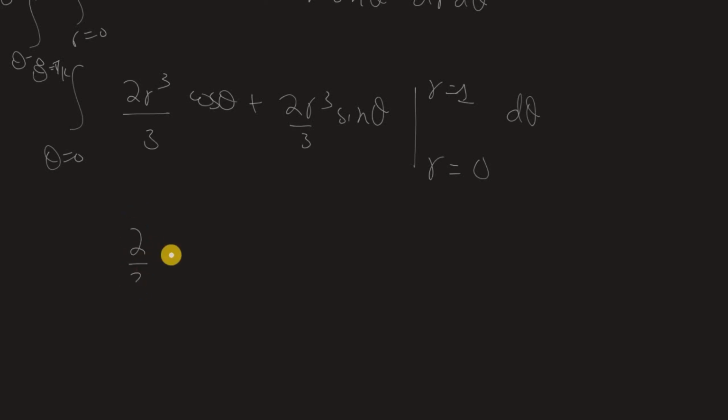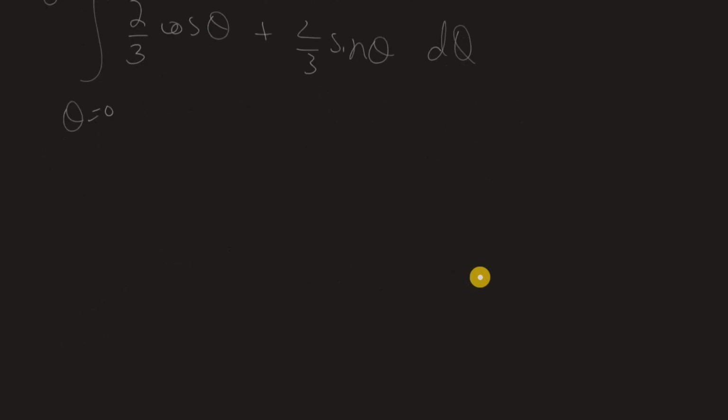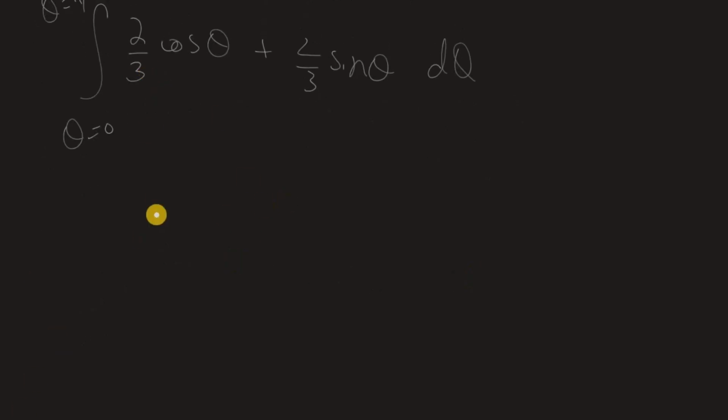So here we're left with 1 over 3 cosine theta plus 2 over 3 sine theta, and if you plug in 0 inside the r, you're going to get 0 in this expression. Okay, so you don't need to write it. Now let's move on to theta finally. So finally we can go ahead and solve this.